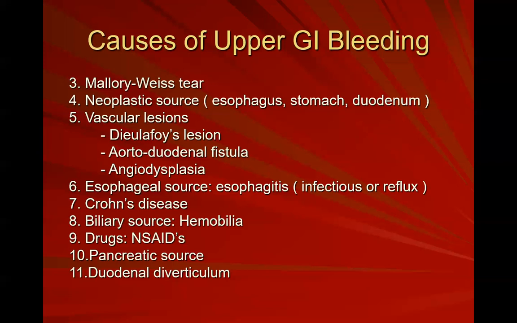Biliary source, and we call it hemobilia. Hemo refers to blood, and bilia refers to the biliary tree. Drugs, as we said, the NSAIDs, can also cause upper GI bleeding. Pancreatic source and duodenal diverticulum. Duodenal diverticulum we've already discussed in the previous lecture.